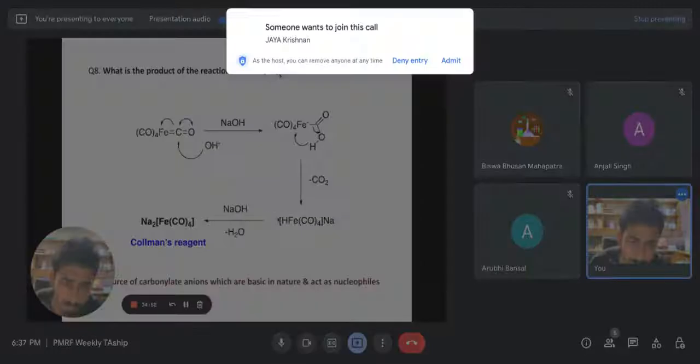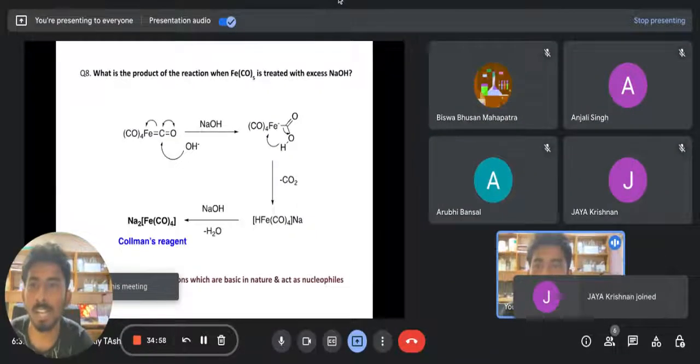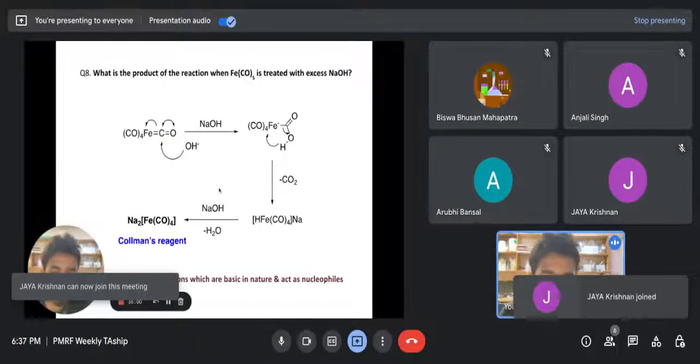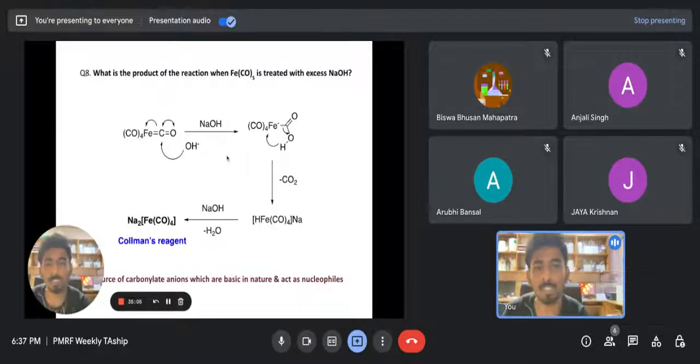So this reactive species is basic in nature and it acts as a potential nucleophile. Now you see this is an iron hydride. This iron hydride is there, and we are putting excess NaOH here. So not 1 mole but 3 to 4 moles of NaOH is there. So another OH minus will come into the picture. OH minus is also a strong nucleophile, and it can also act as a base.